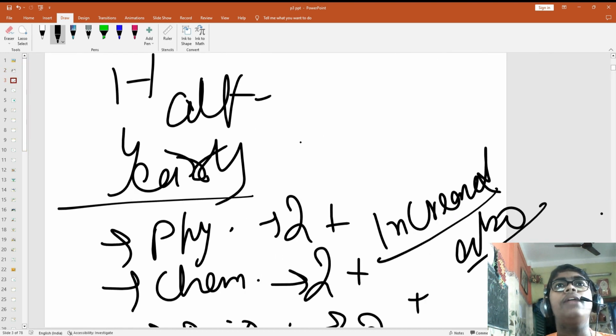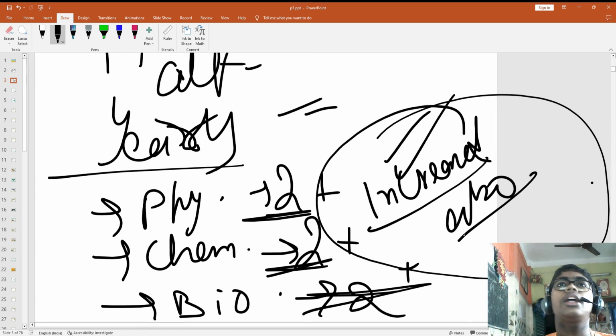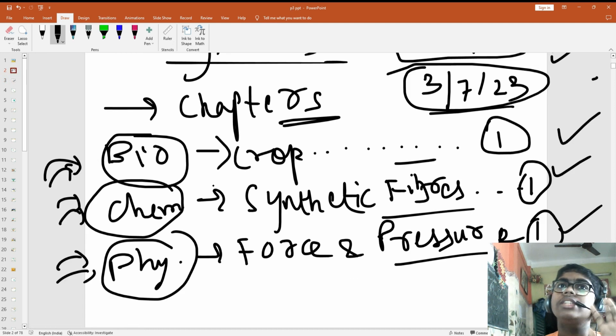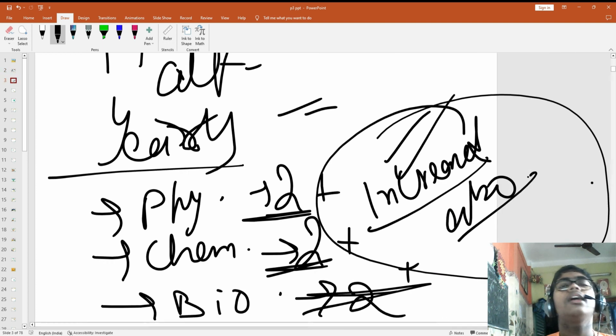Same when we talk about the half yearly syllabus, you will have two from physics, two from chemistry, and two from bio. According to the schools, it can be increased also, but the first periodic syllabus is fixed. But half yearly, I don't know. Now in physics, we will have force and pressure and friction. In chemistry, we will have synthetic fibers and fabrics. Sorry, plastics and metals and non-metals. Here, crop production management and microorganisms.